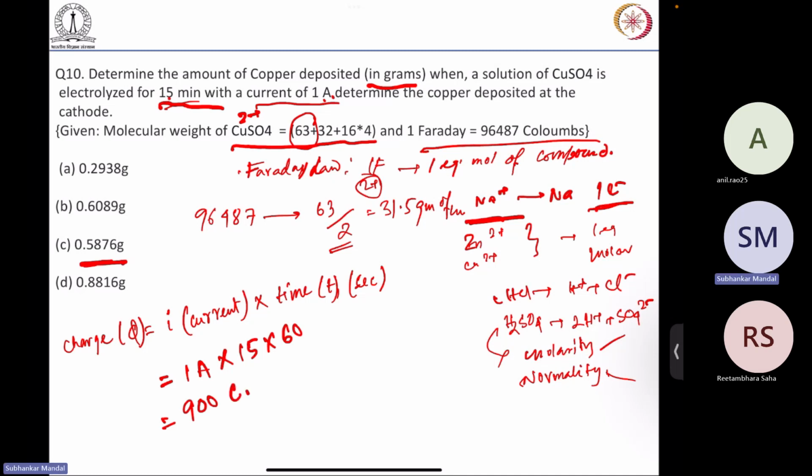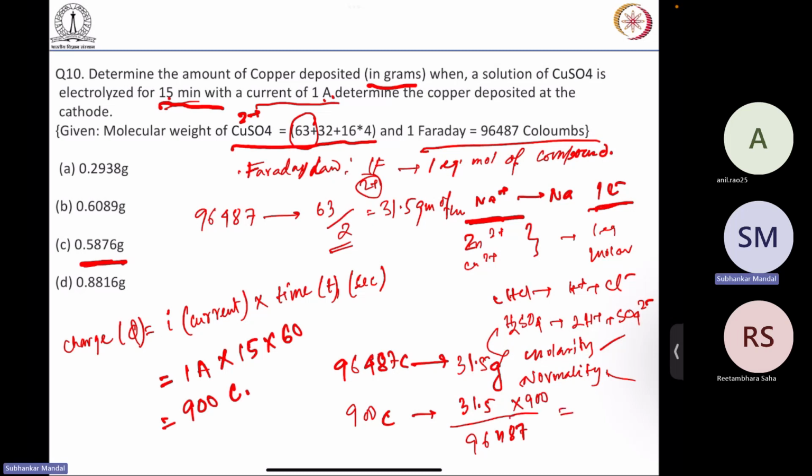Now you can calculate this thing. So 96487 coulomb gives 31.5 gram. Then 900 how much coulomb? 31.5 divided by 96487 into 900. What will be the answer?